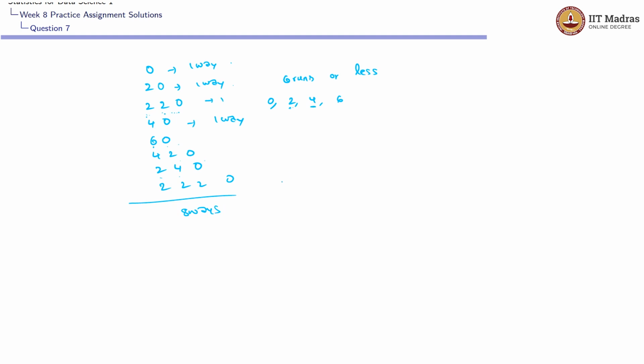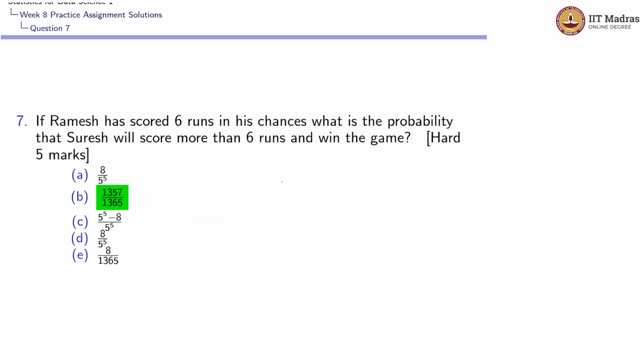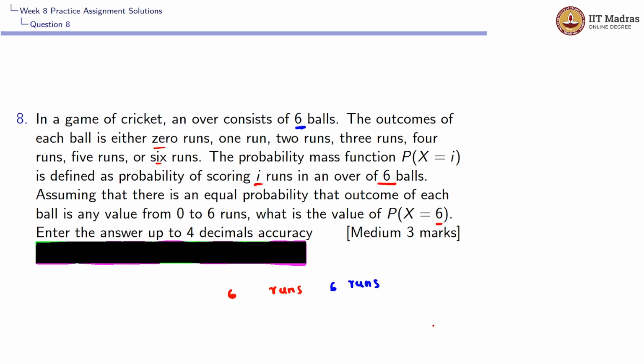So among the 1365 ways, which you have seen from the previous question, there are 8 ways you could get 6 runs or less. So the possible ways you could get more than 6 runs would be 1365 minus 8, which is 1357. So the probability of him winning the game would be 1357 divided by 1365.